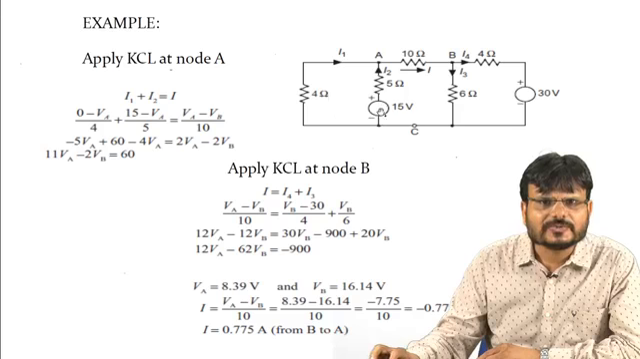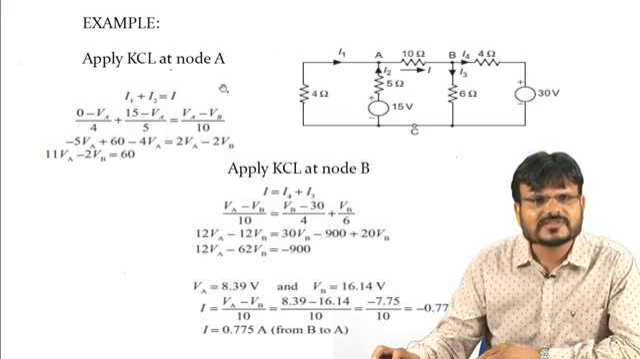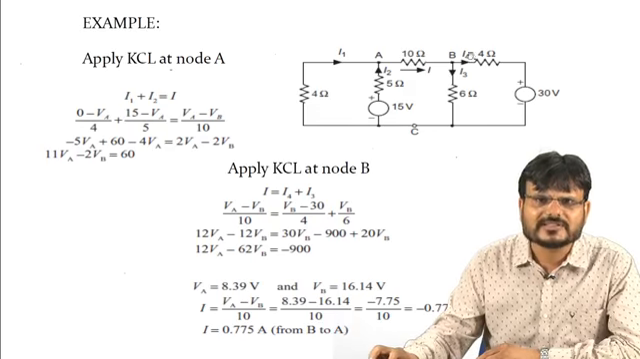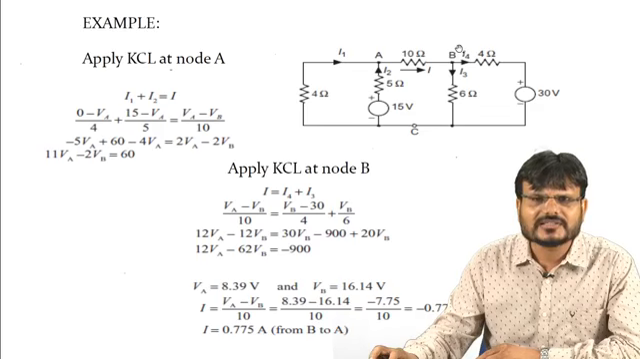This current is equal to, because current is flowing from this direction to this direction, (15 minus VA) upon 5. So this is how you can apply KCL at node A. Similarly, you have to apply KCL at node B.